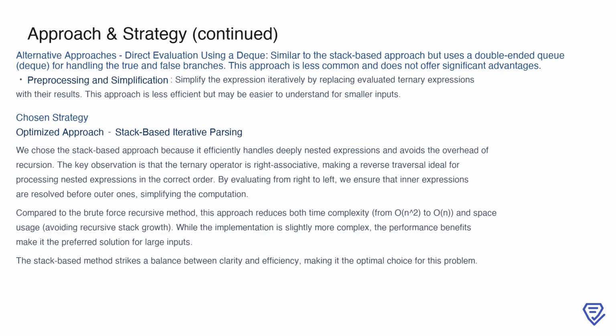Its efficiency in handling deeply nested expressions stems from its alignment with the ternary operator's right-associative nature, allowing inner expressions to be resolved before outer ones. This approach reduces time complexity from O(n²) to O(n), and avoids the recursive stack growth, making it a clear winner for both clarity and performance. While slightly more intricate to implement, the trade-offs are justified for handling large and complex inputs effectively.